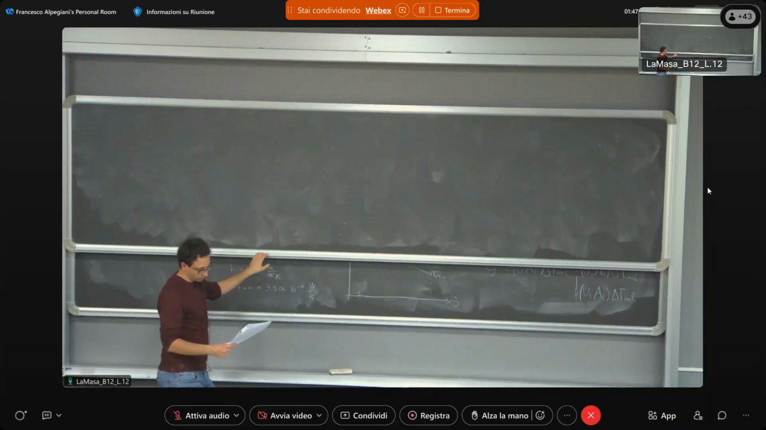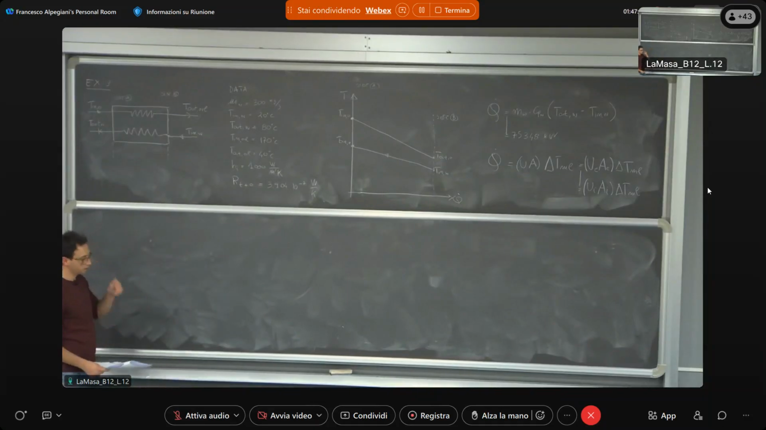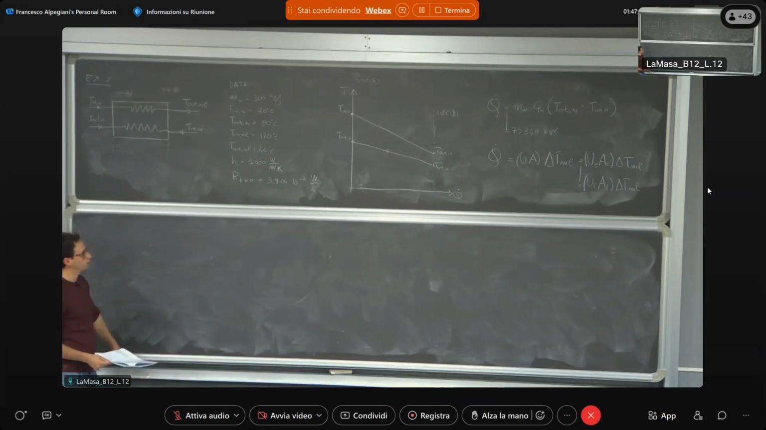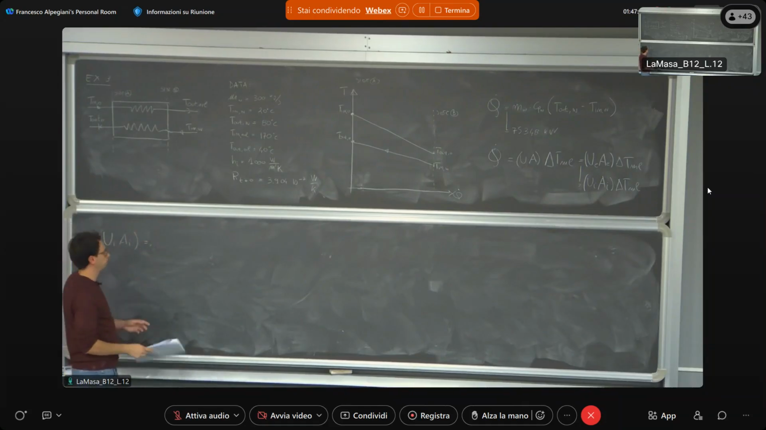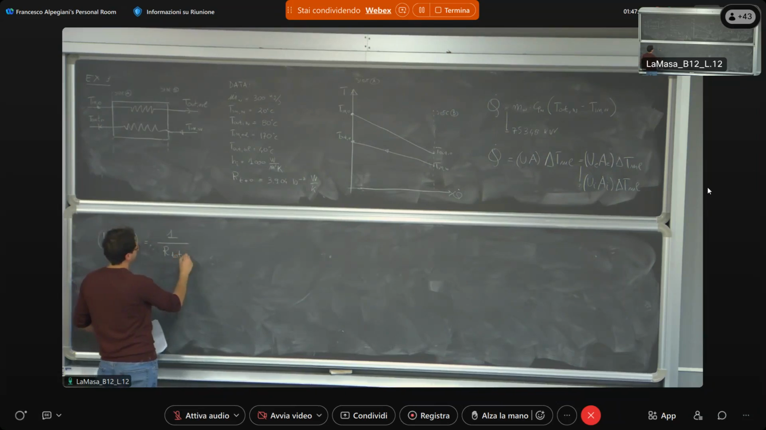In our case, we have a suggestion because it is given that the transfer coefficient for the water is referred to the internal area. So what we can evaluate is essentially the product between Ui and Ai, which with the electric analogy is equal to 1 divided by the total resistance.